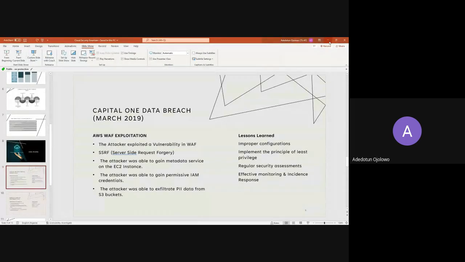So what are some lessons that were learned from the Capital One breach? Number one, it is very important for you to properly configure your security tools because misconfigurations can really lead to a lot of vulnerability, as you can see in this breach. It was just a simple misconfiguration in the web application firewall that led to gaining metadata information, to gaining IAM credentials, to even gaining access to an S3 bucket and S3 data, all from just a simple misconfiguration. So it's really important that in cloud security you are properly configuring your tools and services.